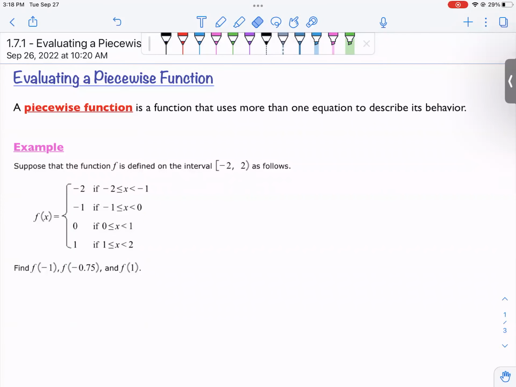Let's talk about piecewise functions. A piecewise function is a function that uses more than one equation to describe its behavior. Here's an example of what a piecewise function looks like.